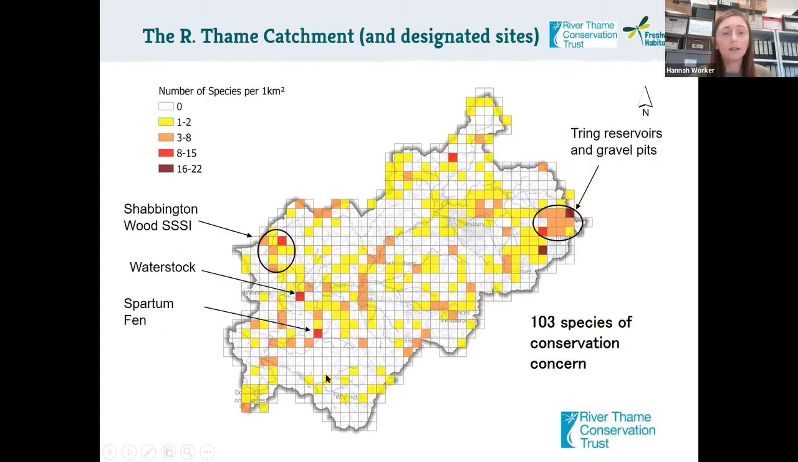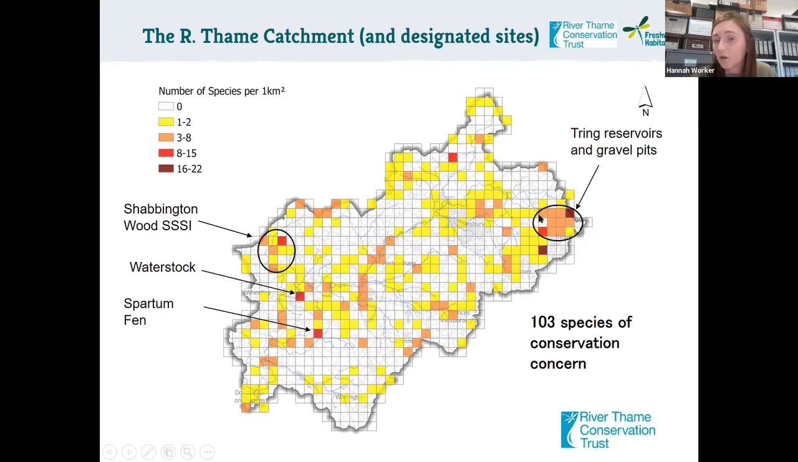So yes, the next step is looking at where you do have these hotspots. You can pull it out between different species depending on where you want to take it and what you want to develop moving forward. But the key part is looking at where you do have these hotspots, and in particular, the Tring reservoirs and gravel pit lakes had quite large areas, quite large for the Thame Catchment, with quite a lot of diversity.